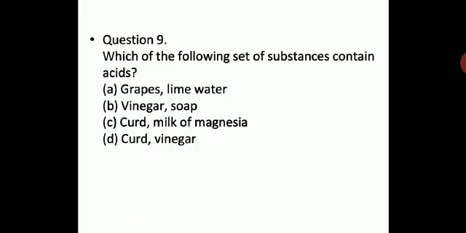Then you have question 9. Which of the following set of substances contain acids? Grapes, lime water, vinegar, soap, curd, milk of magnesia, curd, vinegar. Can you think about this, children? Which of the following sets contains acids? So you have learned about the acids, you learn about the bases. Let us see the correct answer.